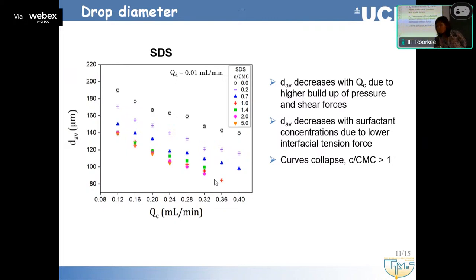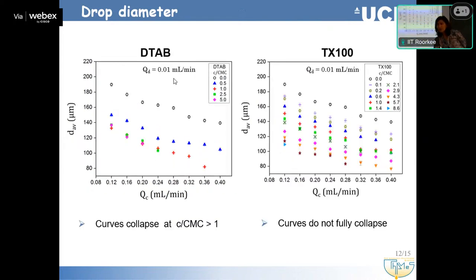This all makes sense. What we also found is that at the high concentrations, the sizes collapse. And we get the same behavior with all the surfactants, although with the Triton, the curves do not entirely collapse. And this to us indicated that perhaps for some conditions, Triton does not reach this equilibrium interfacial tension.